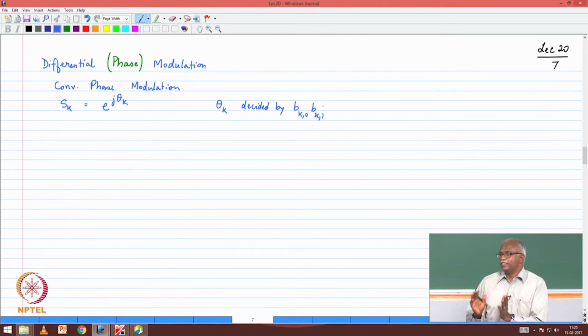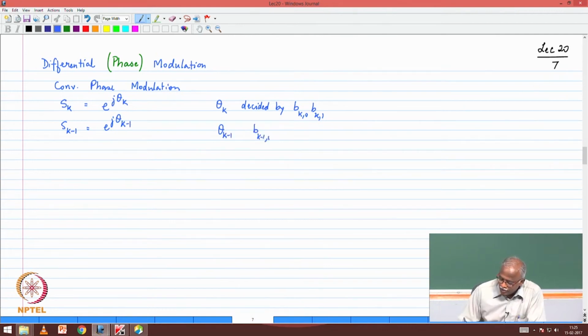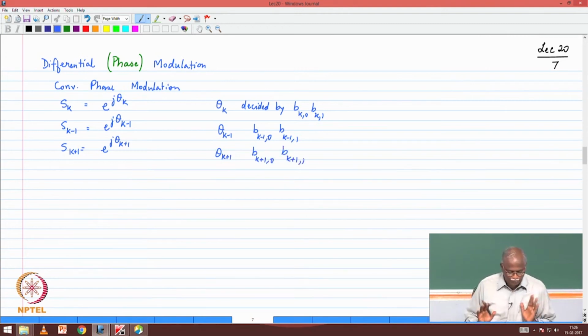Let's take QPSK, only 2 bits are there. The bits b_k,0 and b_k,1 at time instant k determine what theta_k is. Now s_{k-1}, the previous time instant, would have been e^{j theta_{k-1}}, where theta_{k-1} would have been decided by b_{k-1,0} and b_{k-1,1}. Let me write one more because I need the full representation: s_{k+1} is e^{j theta_{k+1}}, and this theta_{k+1} is determined by b_{k+1,0} and b_{k+1,1}. That is your conventional phase modulation.